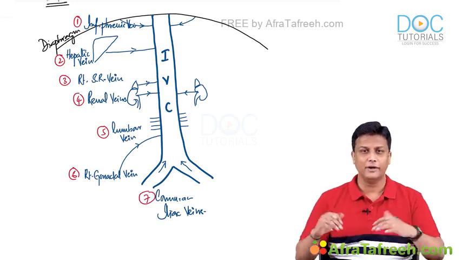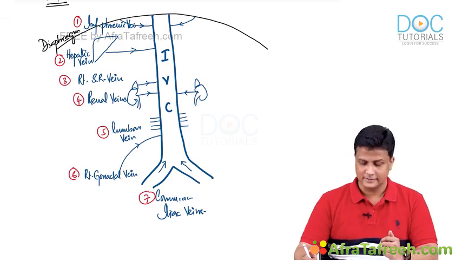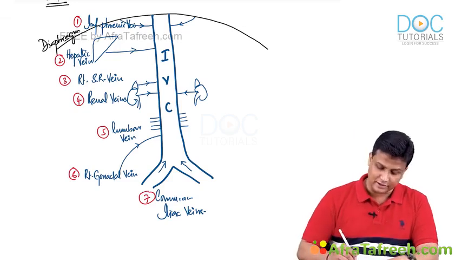Common iliac veins are the formative veins. They are also draining the blood into inferior vena cava only. That's a simple diagram to remember all the tributaries. Now we are again stuck at the same point here.